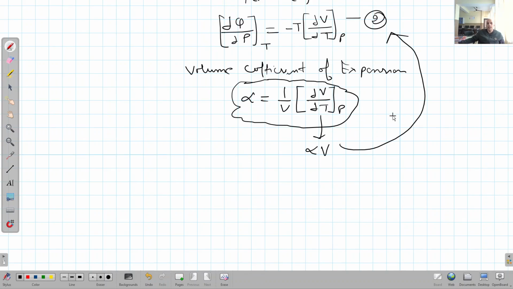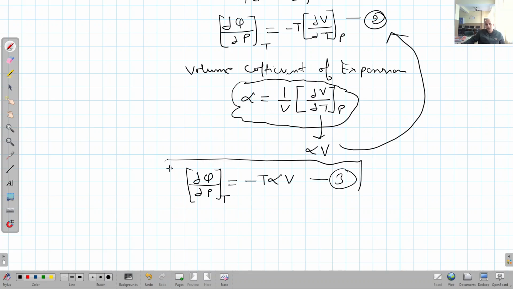So when we put it here, your equation will become ∂Q upon ∂P at constant temperature T, that is equal to minus T alpha V. This is equation number 3. Now this is the desired relation that we were looking for in the beginning. Now we have derived this relation, and we are going to make the interpretation of equation number 3.